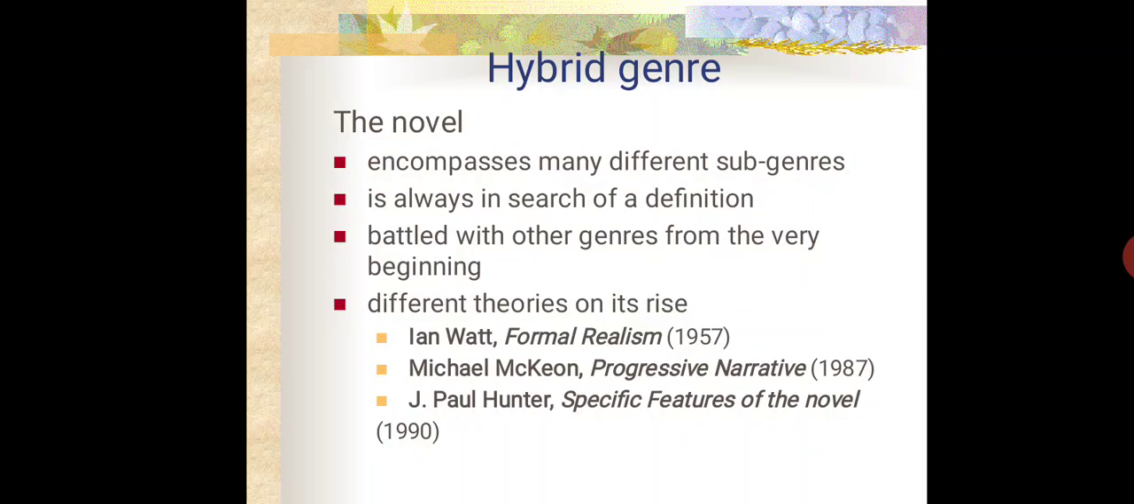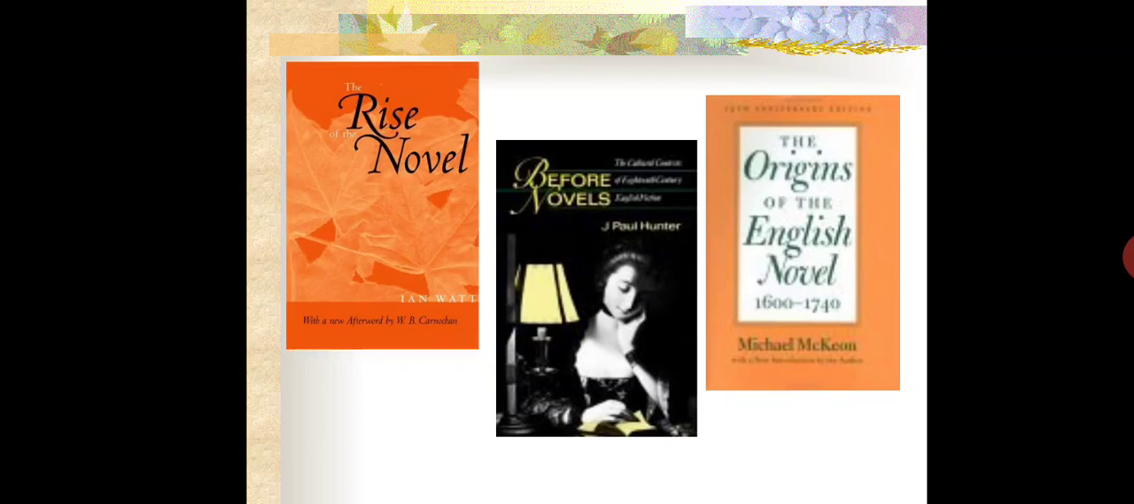There are very different theories presented in the 20th century on the rise of the novel. First theory is Ian Watt, formal realism; second, Michael McKeon, progressive narrative; and third, J. Paul Hunter, specific features of the novel. These writers try to present what is the meaning of the novel through these theories. See, here are the books on the rise of the novel.